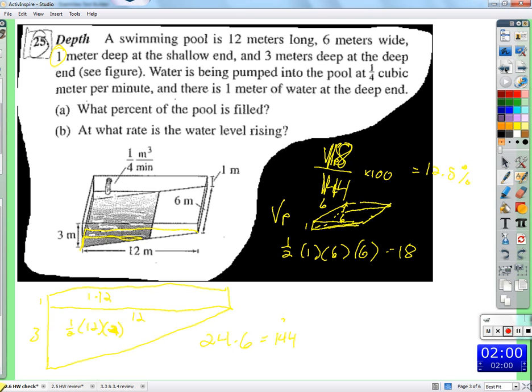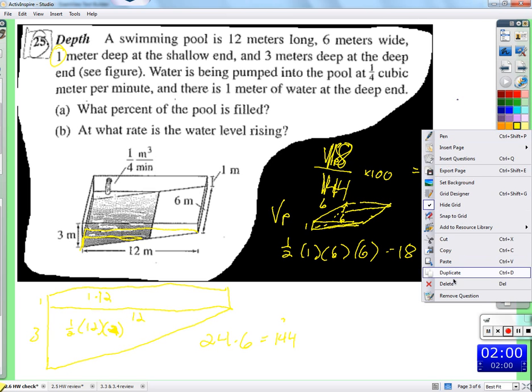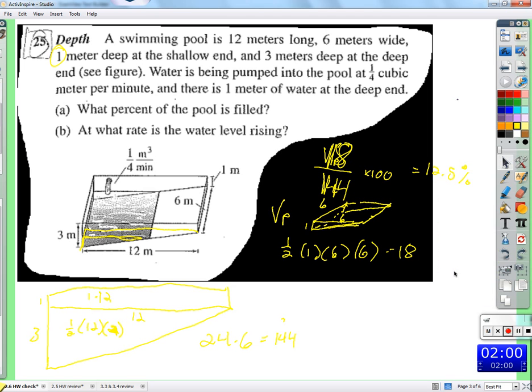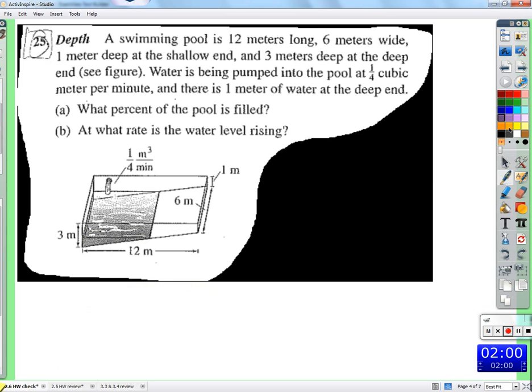I think with part A they're just trying to get you to start thinking about what is the volume of this prism, okay? And it's not that difficult. I'm going to copy this slide. And we'll do part B now. Okay, so part B.